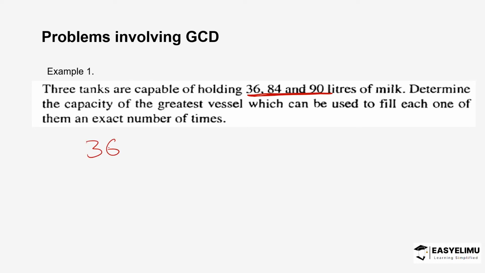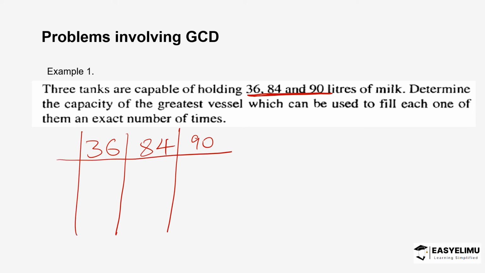So we have 36, 84, and 90. When you're finding the GCD of these numbers, you have to find a prime factor that can divide all of them, and normally it is more appropriate that you start with the smallest prime number that can divide all. And in this case, application of divisibility tests is most appropriate.